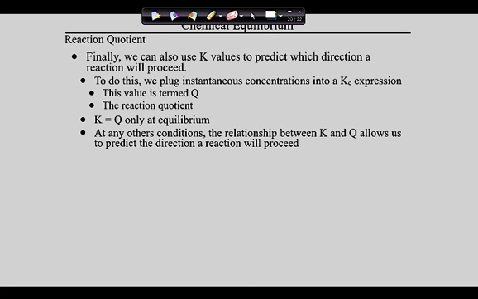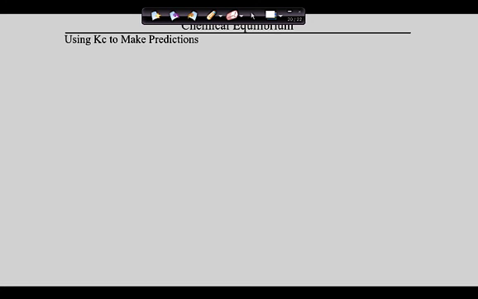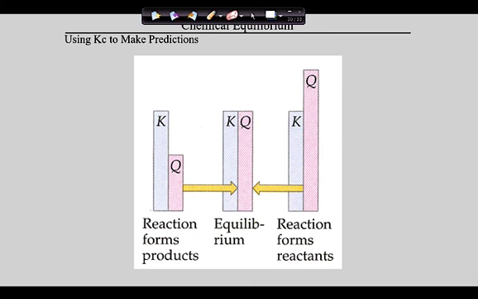Do you want to write this down, or are you okay? So it goes like this. If Q is bigger than K, the reaction will go to the left because you've got too much product. If Q is smaller than K, the reaction will go to the right because you've got too much reactant. Everything that we just said.